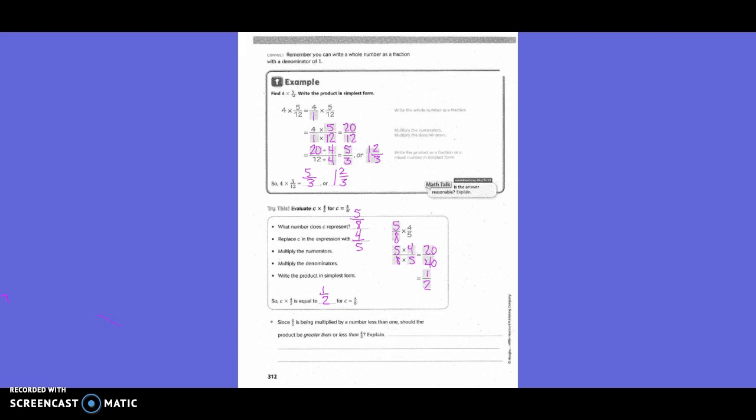Since 4/5 is being multiplied by a number less than 1, should the product be greater than or less than 4/5? So what is it, guys? Less than, because anything smaller than 1 will be less than the other factor.